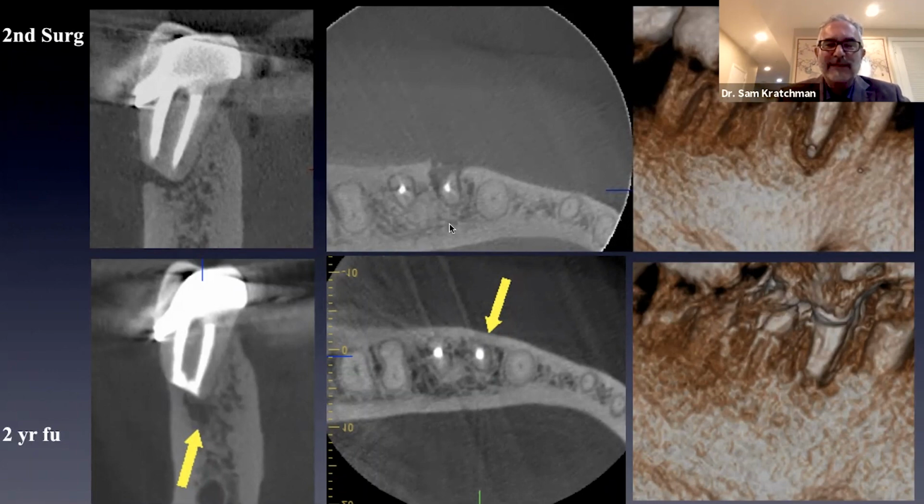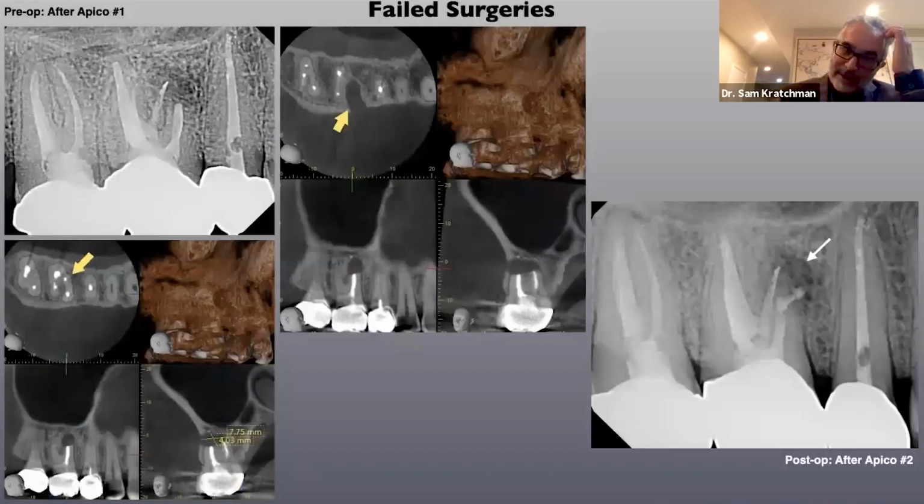But look at the difference. Look at how well this healed over the 2 years and how the cortical bone reformed, presumably with the help of this foundation material. In this case, I like the very interesting case.